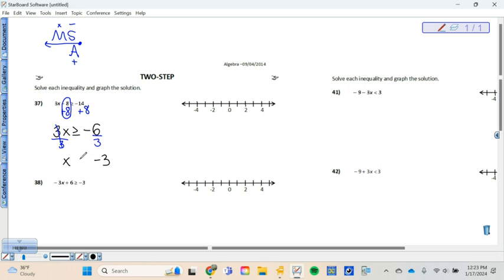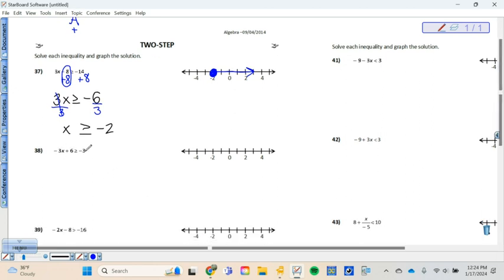Yeah, so then I keep the inequality as it is, so my answer is x is greater than or equal to, not negative 3, what's the answer? Negative 2, thank you. Okay, so then how do I graph that? Remind me again. Go to -2. Mm-hmm. And then make a filled-in dot. Good. And then go to the right. Very good. Okay. Let's do 38.